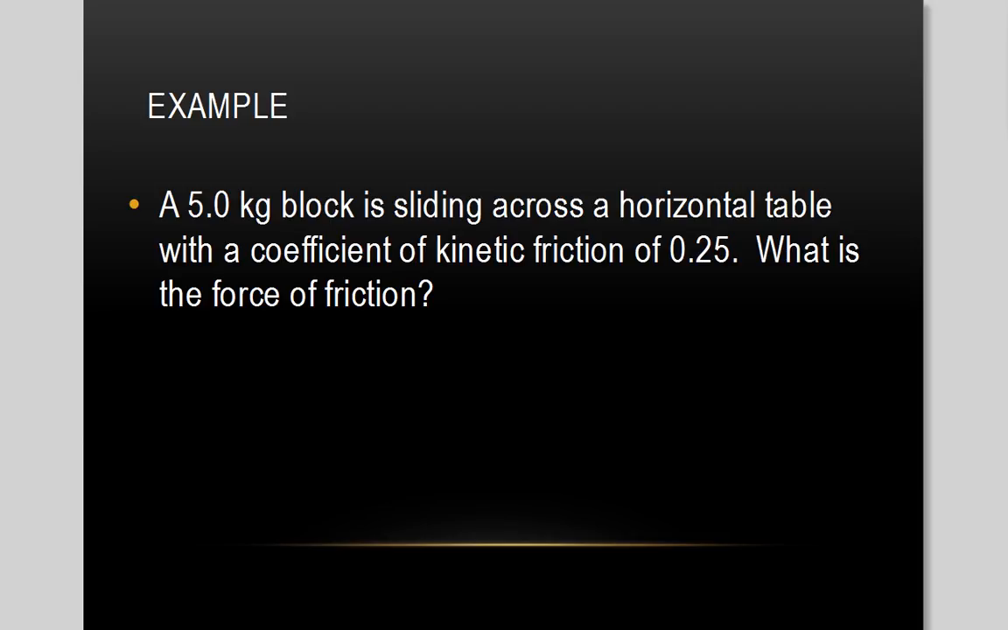All right, a 5 kilogram block is sliding across a horizontal table with a coefficient of friction of 0.25. What's the force of friction? Force of friction equals mu Fn. That's from your data sheet.